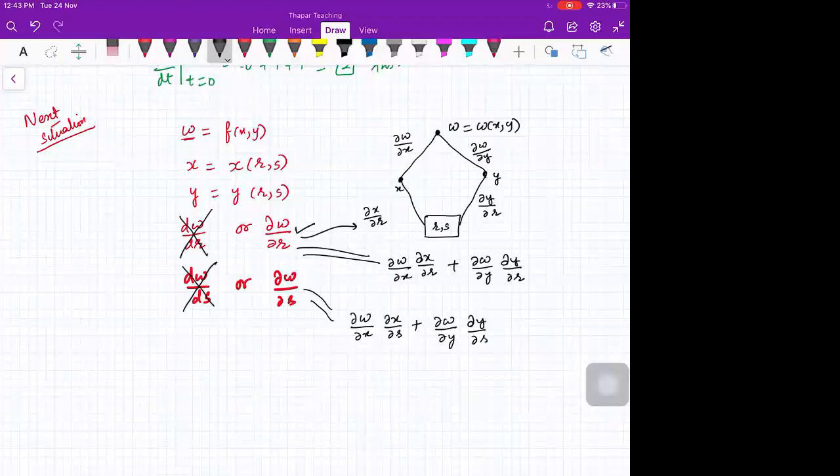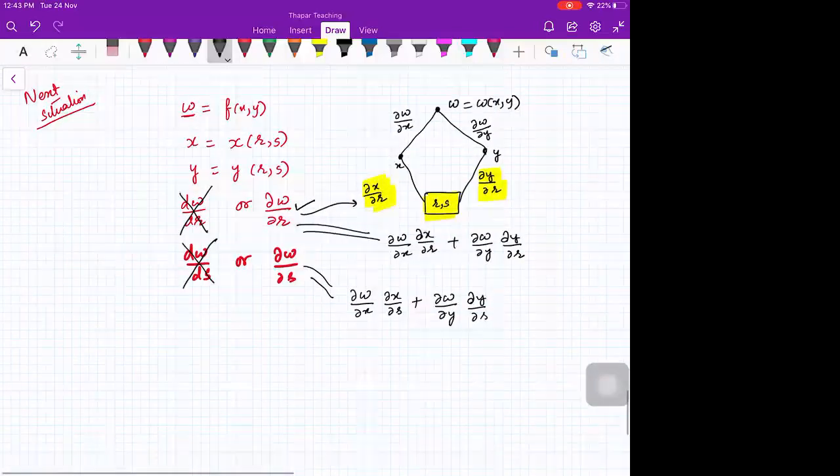Somebody was asking, ma'am, why are we not writing ∂x/∂t in the last problem? There x was a function of t only. Now here we are writing partial derivatives because x and y are functions of more than one variable. It is simple: we talk about partial derivatives only when we have a function of more than one variable.